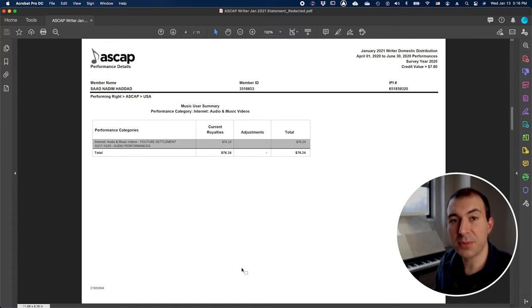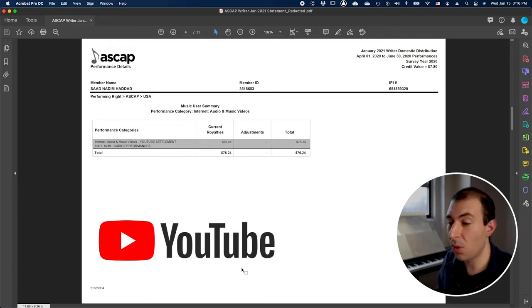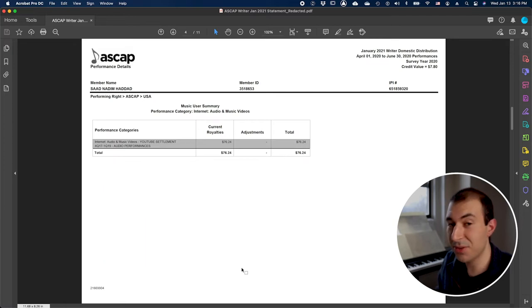Moving on. Here now is my breakdown in each of those categories. So the first one is internet. Here we have internet, audio, and music videos, YouTube settlement. I actually have no idea what this YouTube settlement money is, but I'm not going to complain. It's $76. I'll take it.